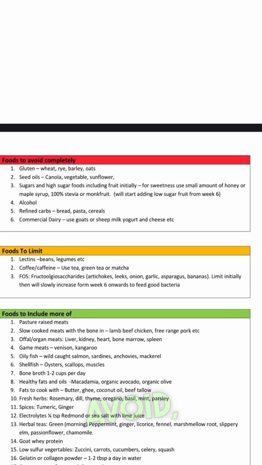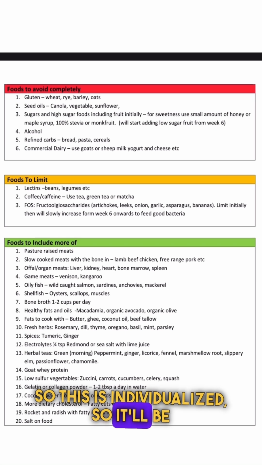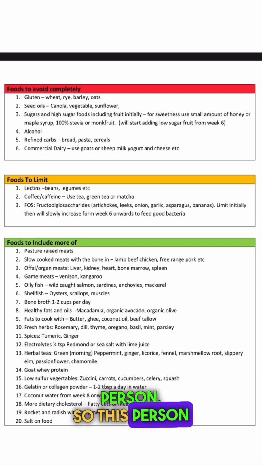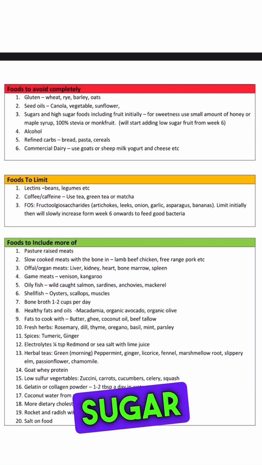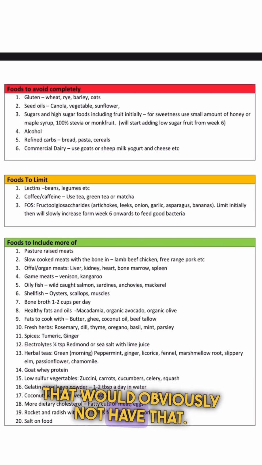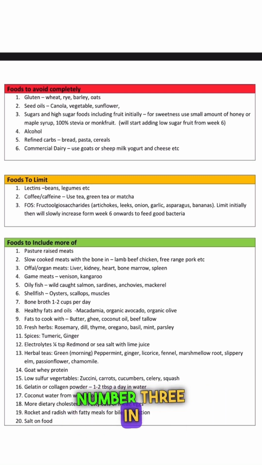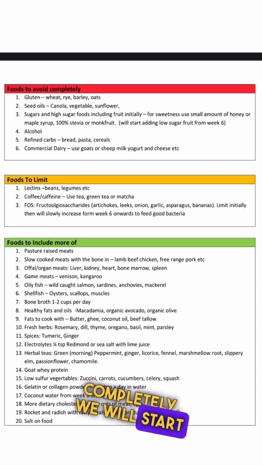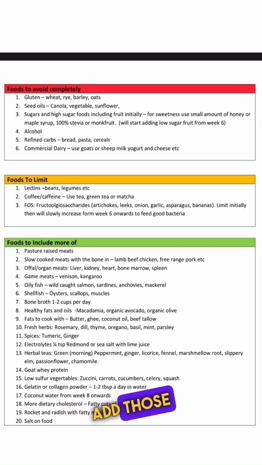And then here we've got foods to avoid, foods to limit, and foods to include more of. This is individualized, so it'll be different person to person. This person having a yeast problem, for example, is avoiding sugar and high sugar foods, including fruit initially. Someone who didn't have that would obviously not have that. A lot of people aren't going to have this many foods to avoid completely. You can see there on number 3 in foods to avoid completely, we will start adding low sugar fruit from week 6. So we want to add those foods back in over time.